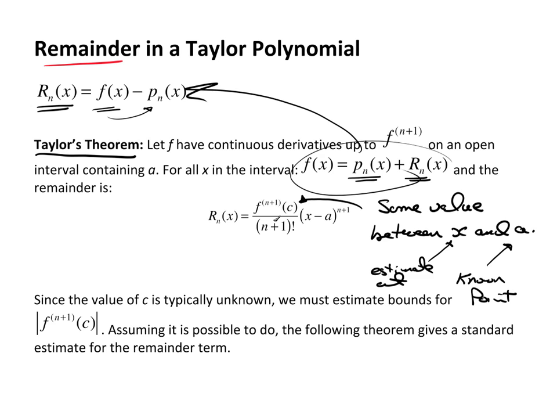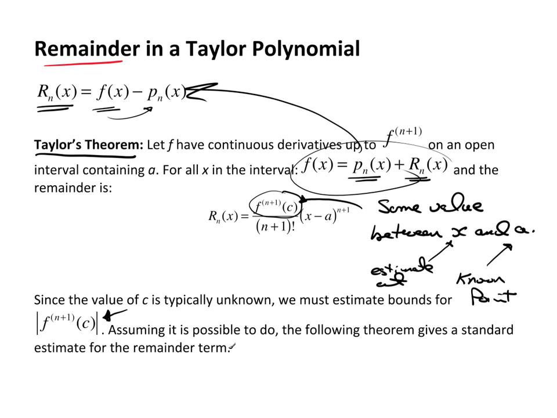Now, since this value of c is typically not known, we don't know what value on there to actually pick, we're going to estimate the bounds. We're going to try to figure out what the maximum bound is going to be for this, and we're going to think about it in terms of absolute value. Because the error, we can always think of as an absolute value, because that tells us how far off, but not necessarily in what direction.